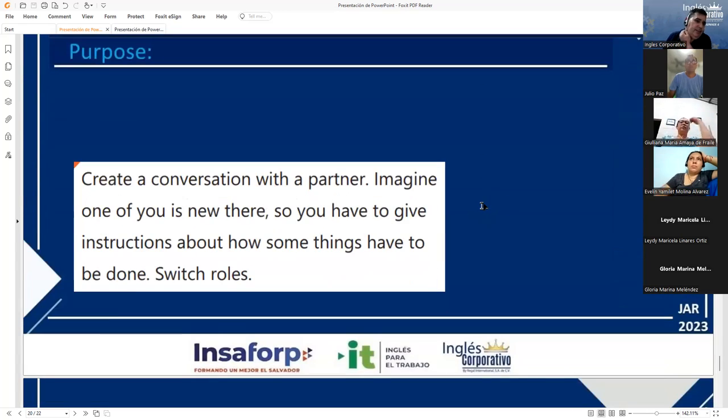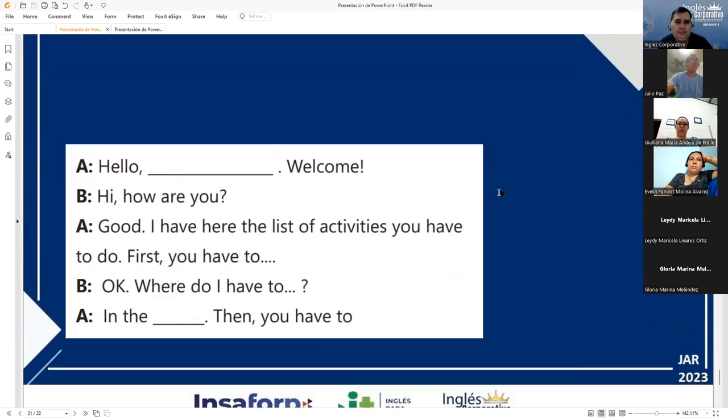In this one, it says create a conversation with a partner. Imagine one of you is new there, so you have to give instructions about how some things have to be done. Switch roles. Okay, example. Hello, Matilde. Welcome. Hi, how are you? Good. One thing.